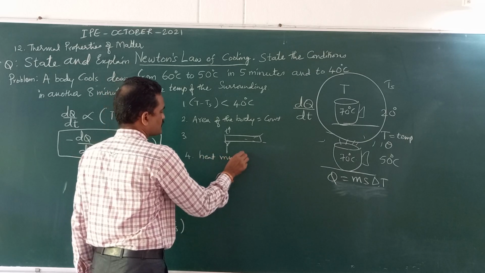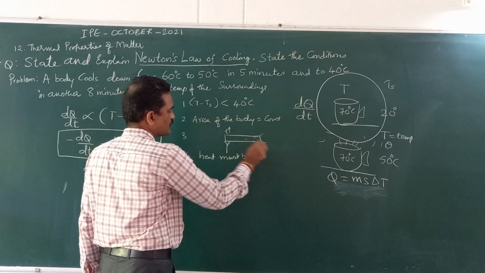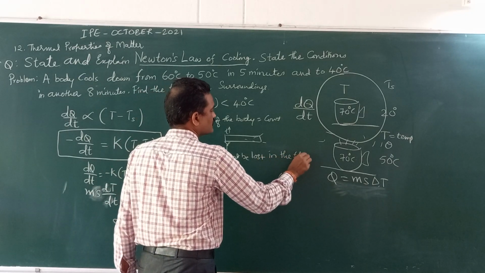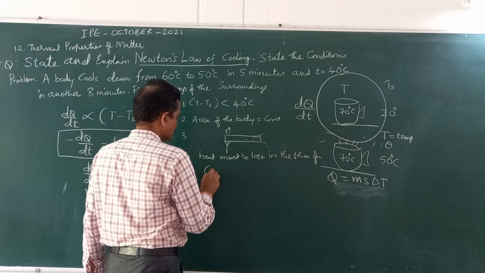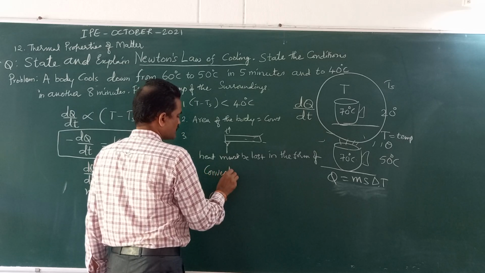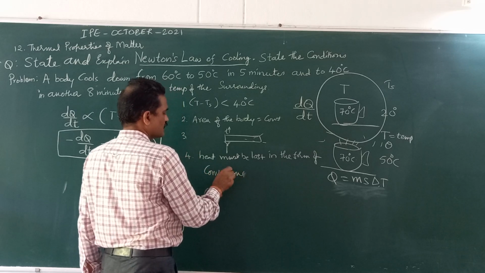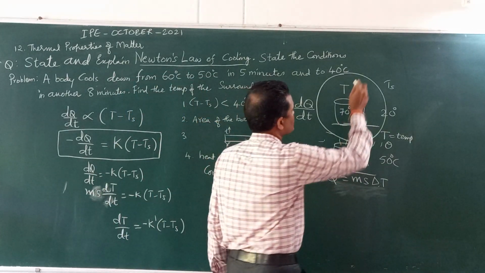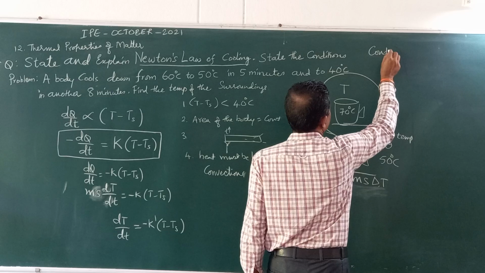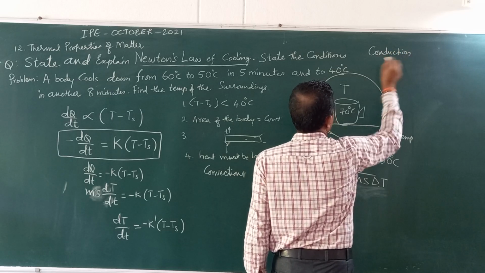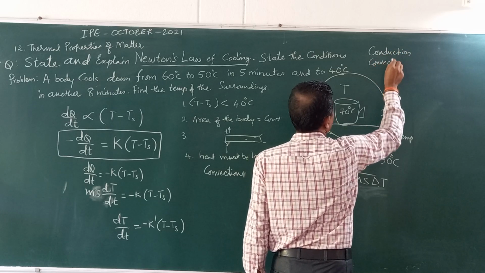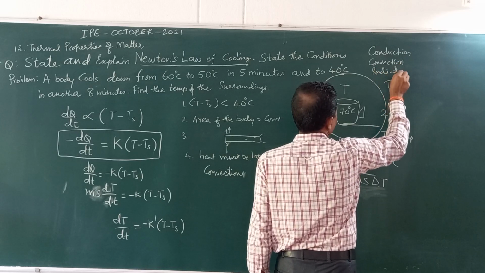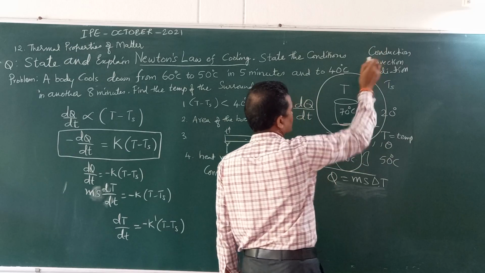Now, the fourth condition is that heat must be lost in the form of convection only. What do you mean by convection? There are three methods in which heat is transferred from one place to another. The first one is called conduction. The second one is called convection. And the third one is called radiation. What is the basic difference between conduction and convection?